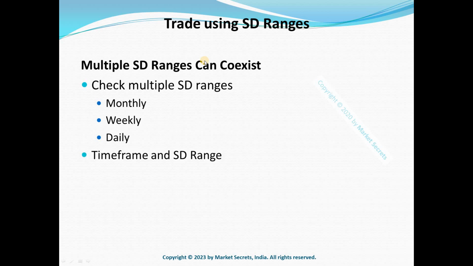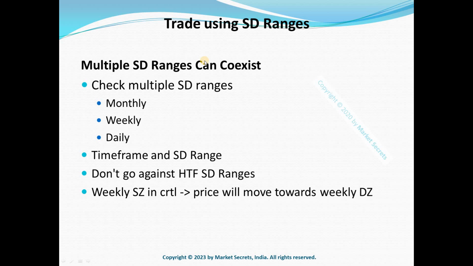Each time frame can also have one or multiple SD ranges. The daily time frame can have weekly and monthly SD range imbalances, and H4 can have daily and weekly time frames as SD ranges. So don't go against the higher time frame SD ranges with lower time frame entries. Use at least a time frame as big as the biggest SD range time frame that is in control. Why? The price tends to move from the zone in control to the opposing zone.